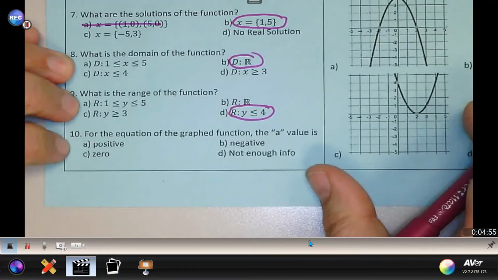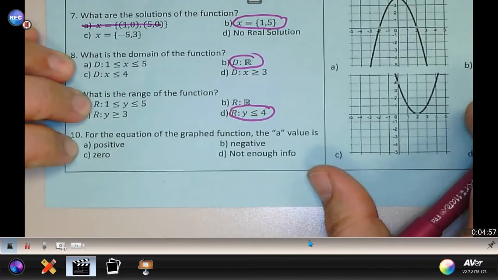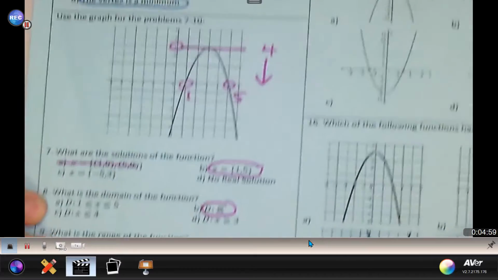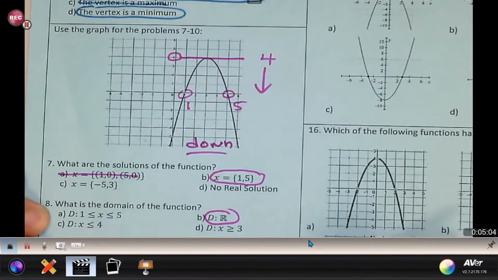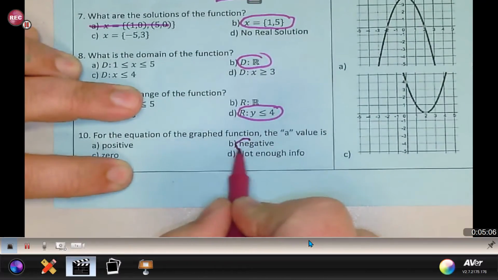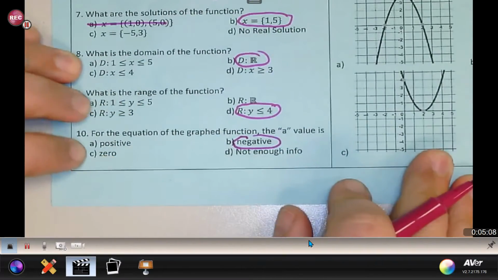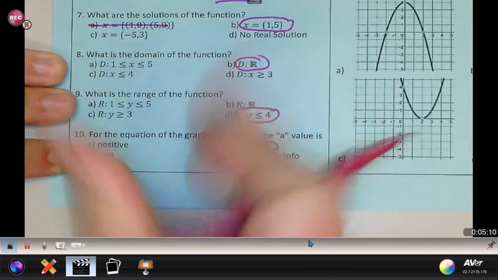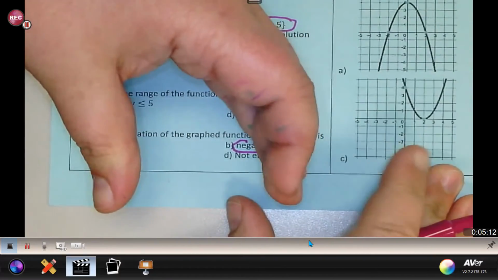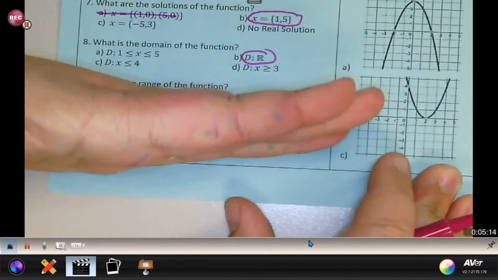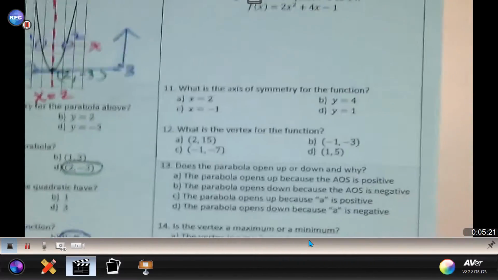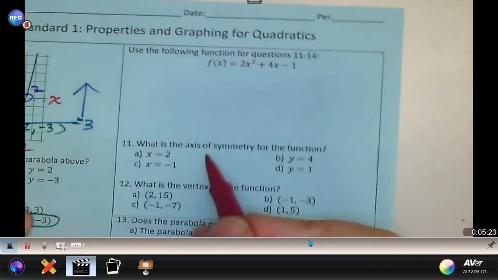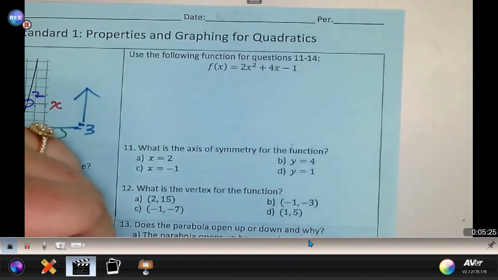And then lastly, it says for the equation of the graphed function, the a value is, and since it opens down, that means the a value is negative. If it's positive, it's a happy face, it goes up. If it's negative, it's a sad face, it goes like this. If it's 0, it's a straight line like that. So hopefully that's not the case. And there was enough info. Okay, so now for 11 and 12, I left you some space here to do some work.